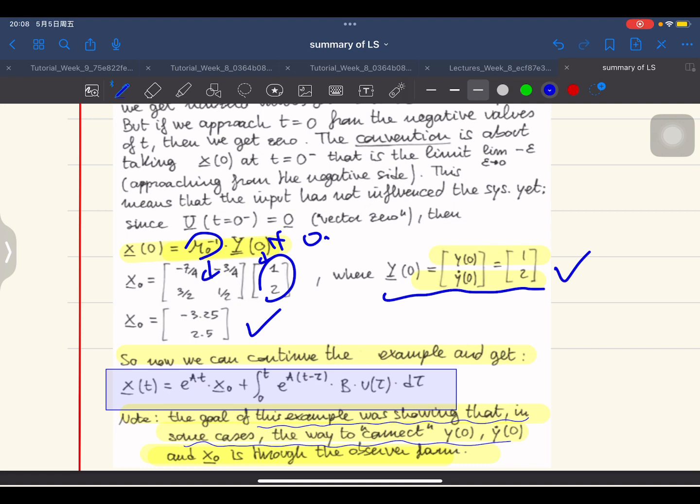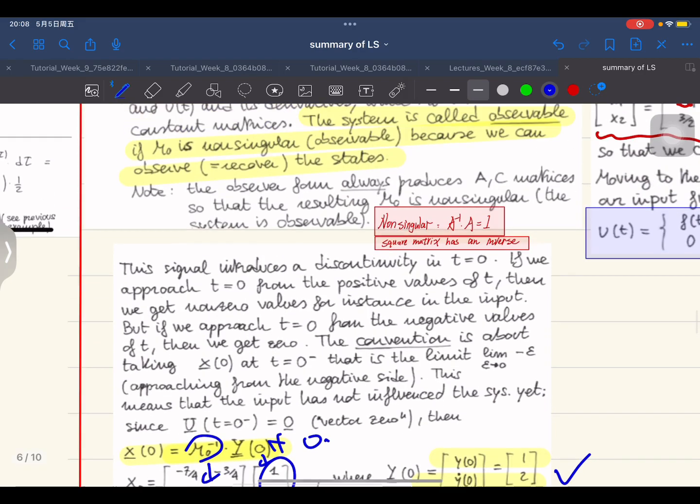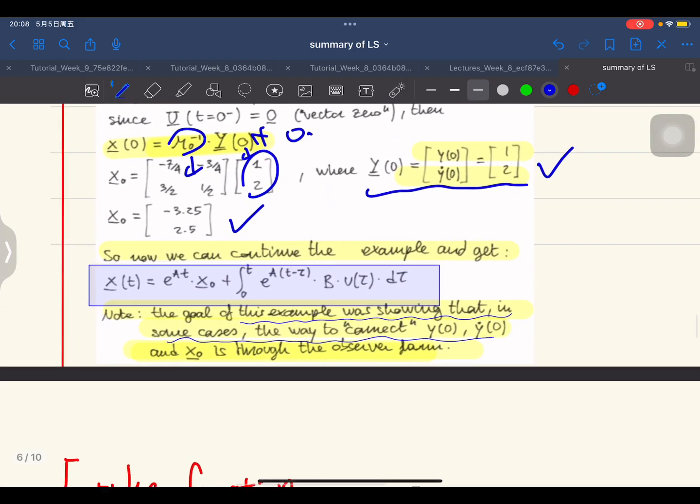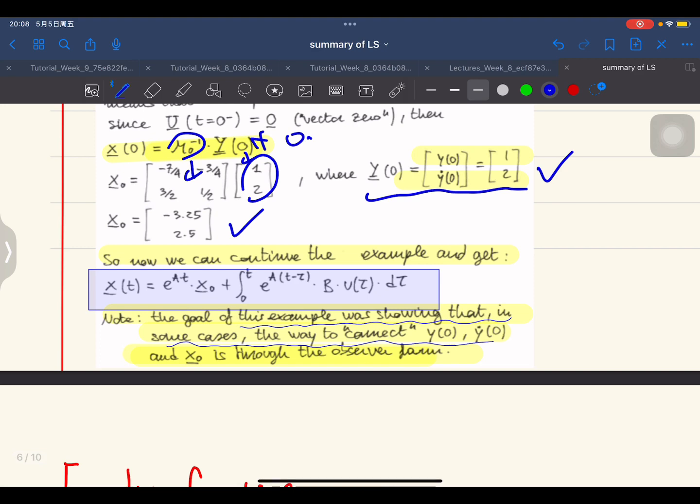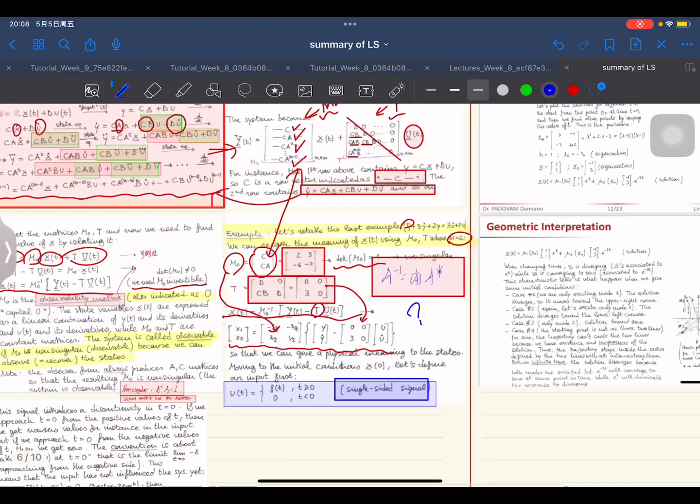Actually, you may be very curious about this formula, but this formula is just a derivation from other methods. It helps us to find this kind of matrix solution. This is just a method, and I could not explain it to you because I also do not know. But we can know its application. Note, the goal of this example was showing that in some cases, the way to connect y0, y dot 0, and S0 is through the observable form.